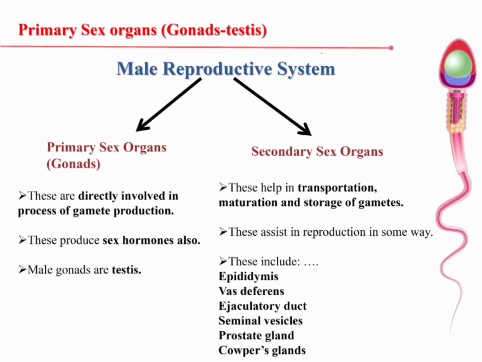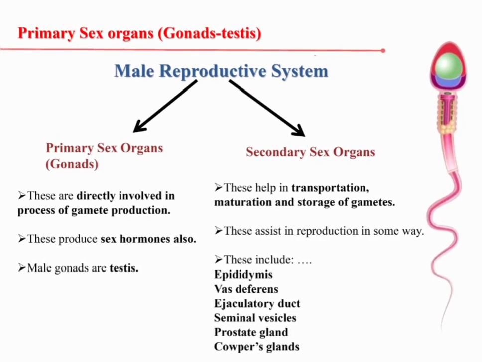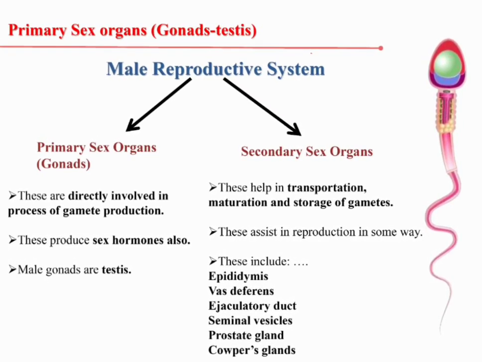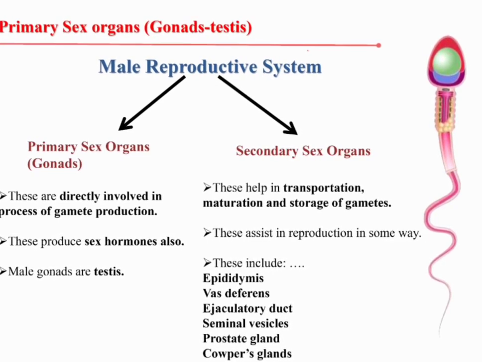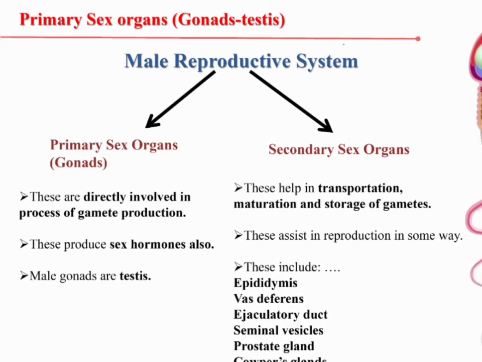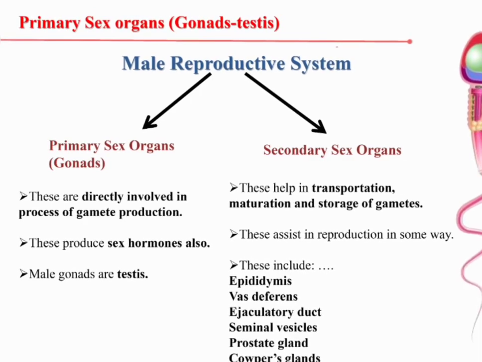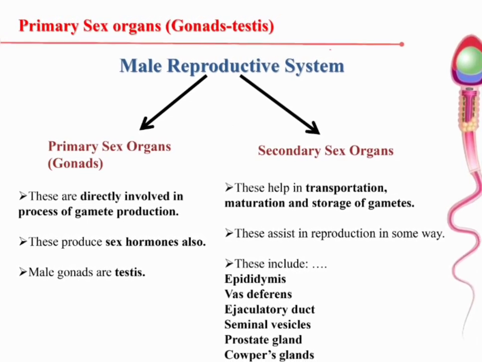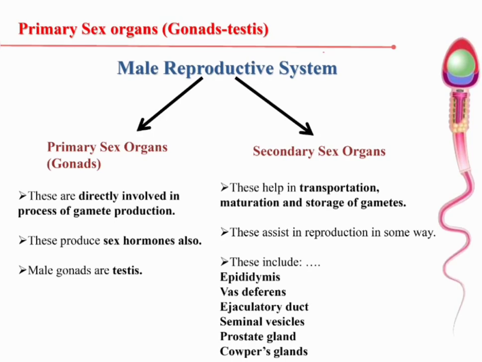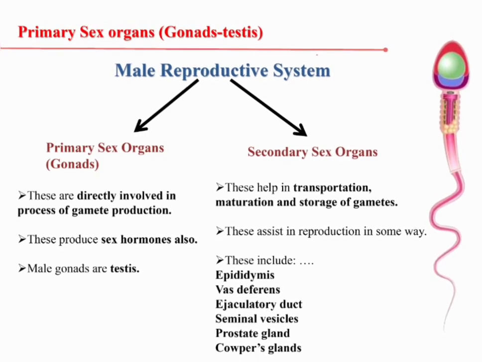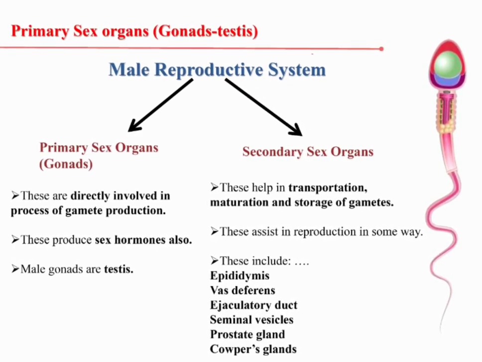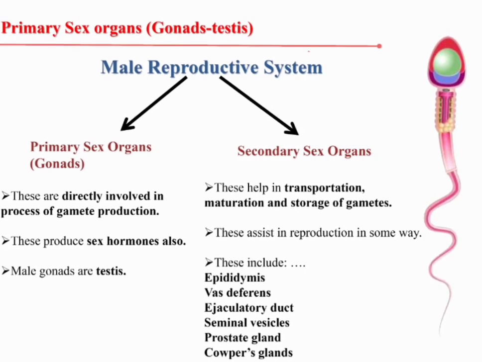Male gonads are testes. Secondary sex organs. These help in transportation, maturation and storage of gametes. These assist in reproduction in some way. These include epididymis, vas deferens, ejaculatory duct, seminal vesicles, prostate gland, and Cooper's glands.